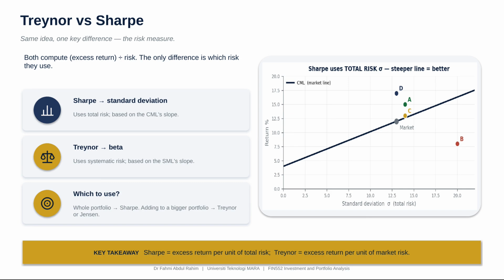The takeaway: Sharpe is excess return per unit of total risk. Treynor is excess return per unit of market risk. Choose the one that matches the investor's situation. Now the third measure, Jensen's alpha, which takes a slightly different angle.